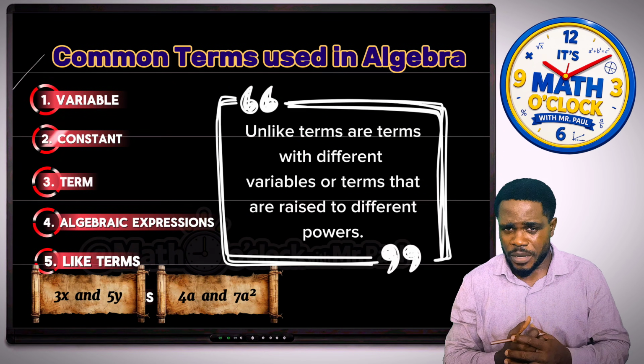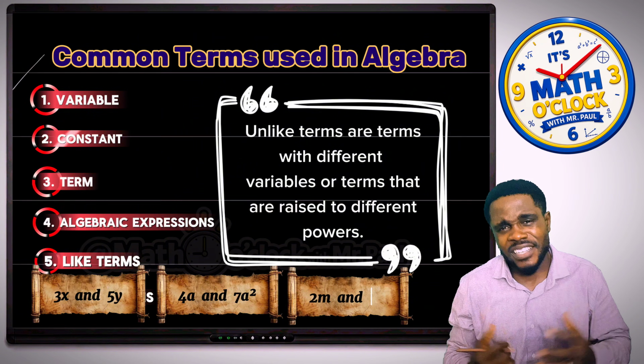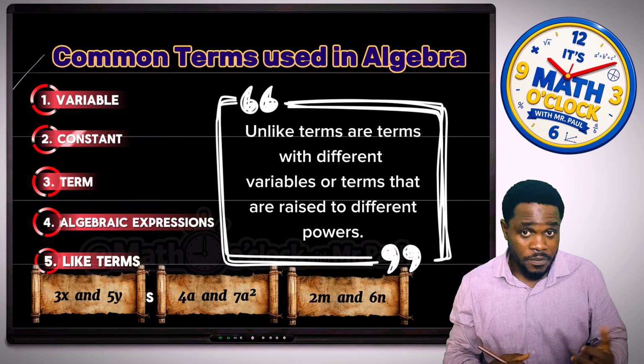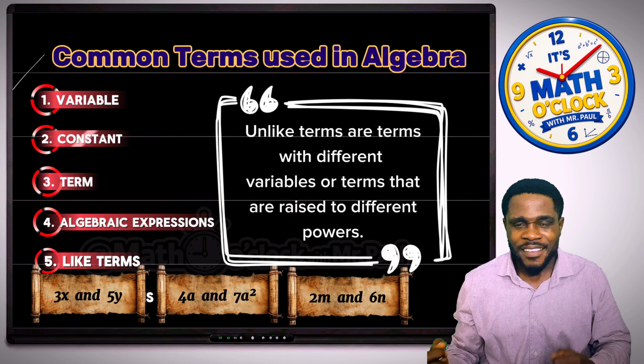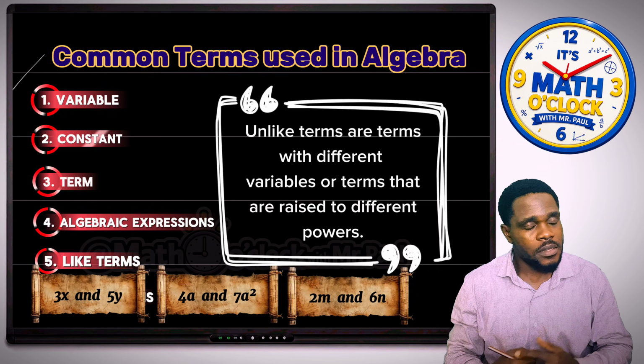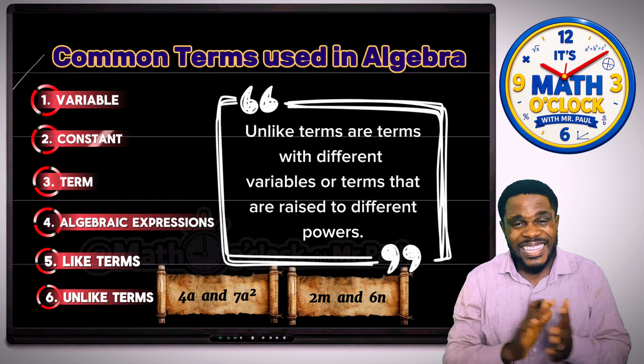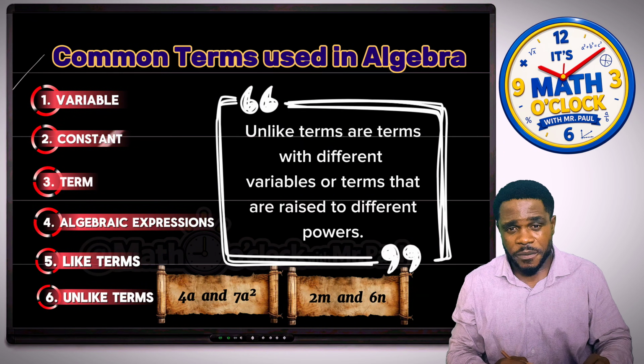We also have, for example, 2m and 6n. Letter m is different from letter n. Therefore, the variables are different. So that settles it. It's an unlike term.